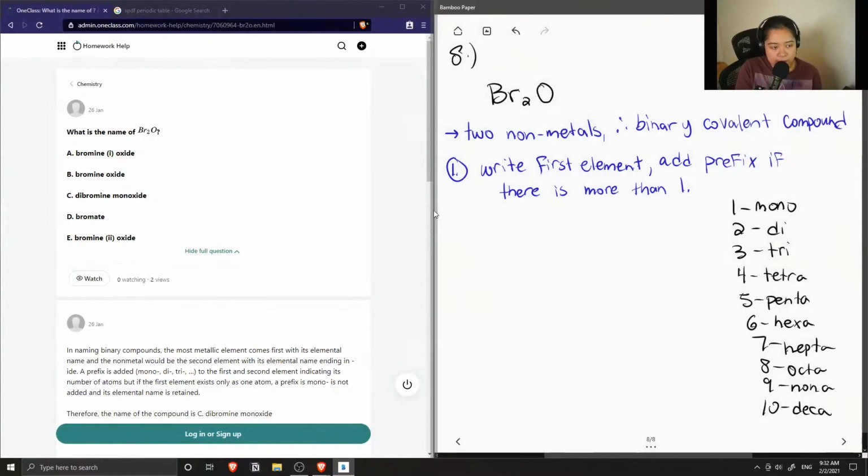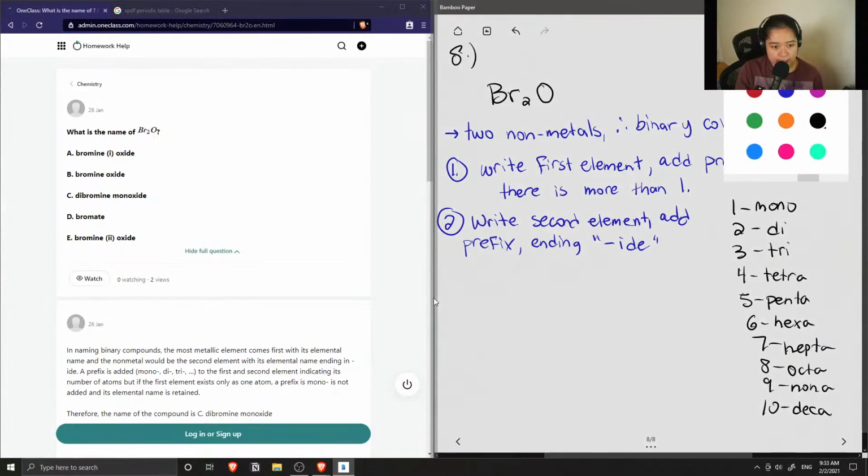Okay, so after the first step, we then need to write the second element. And for the second element, we always need to add a prefix to show how many of each atom there are. And the ending will be changed to "ide." So typically the first vowel in your second element will be changed to "ide" instead.